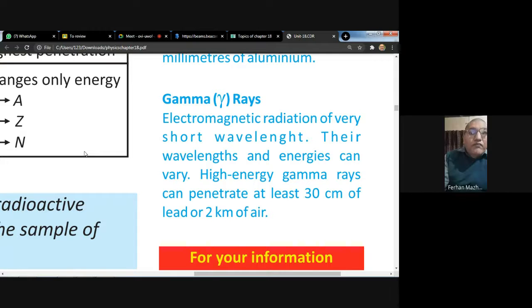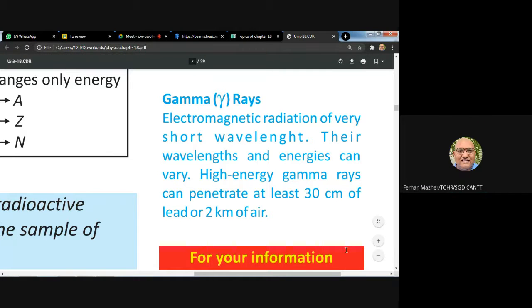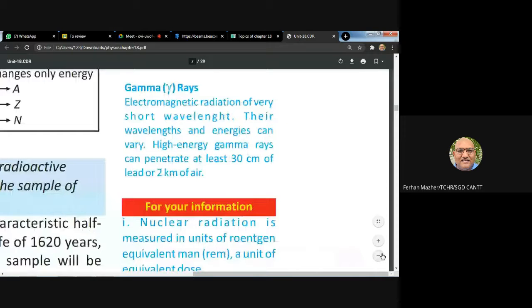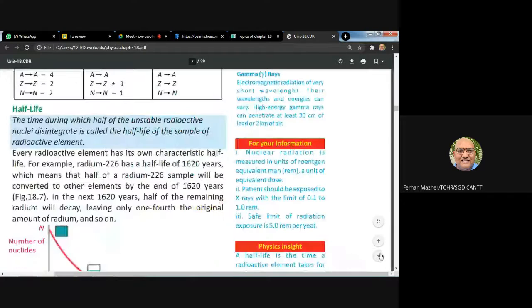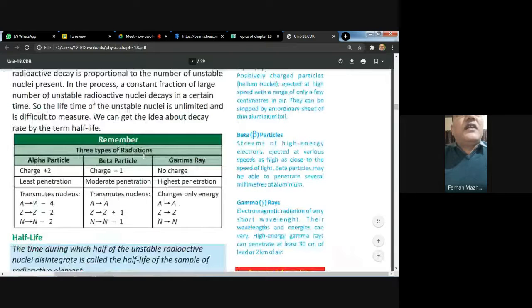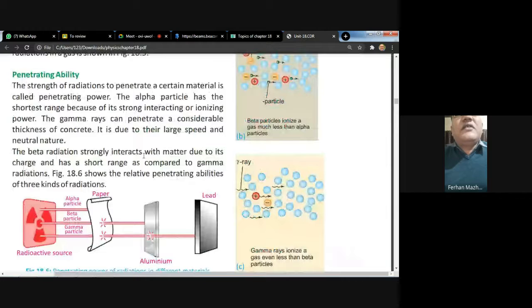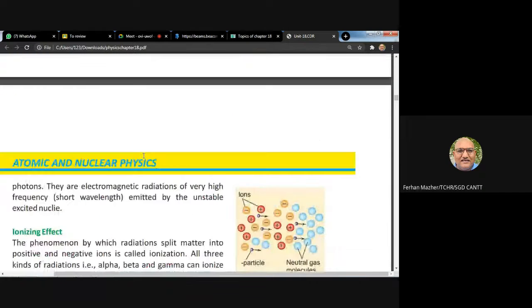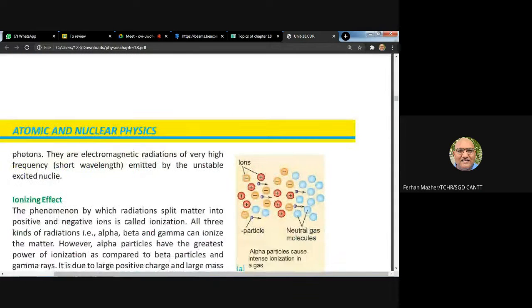Sir, I have written it. Okay, okay. So we are going to the next part. You see, here the characteristics of these things were also written in another table. There was a table, I just saw that table. Okay, just forget it. Let's move to the next one.